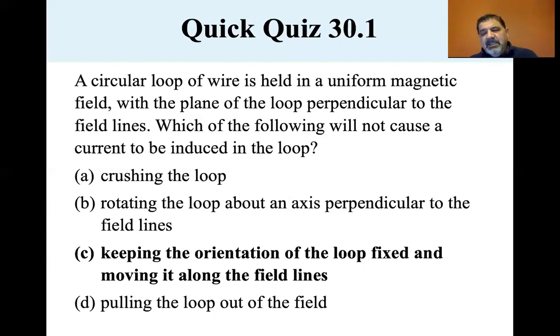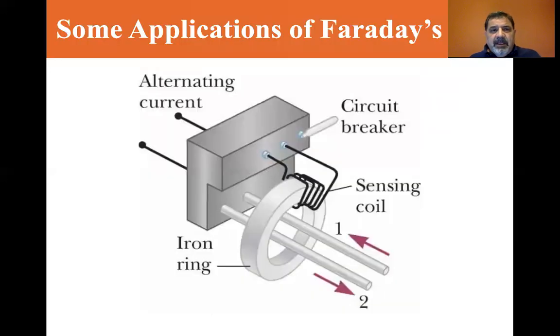Obviously, A, B, and D would certainly induce a current based on our E equals minus d phi dt, where phi is equal to BA cosine theta. Okay, now some applications of Faraday's law.